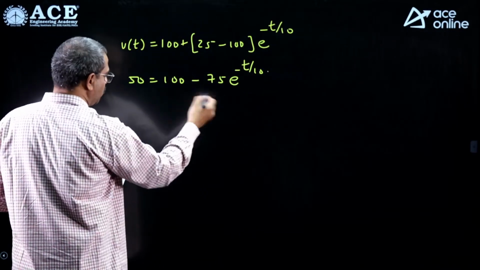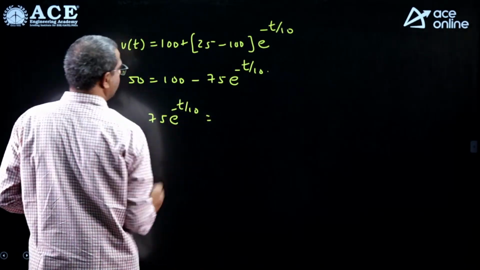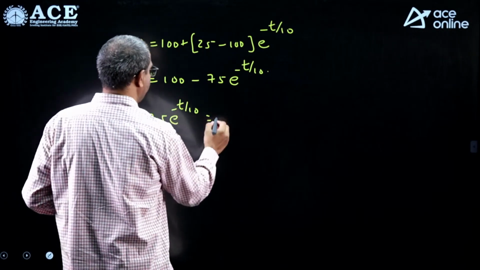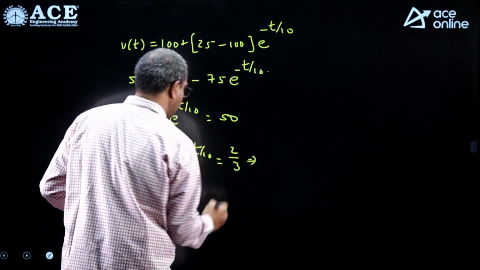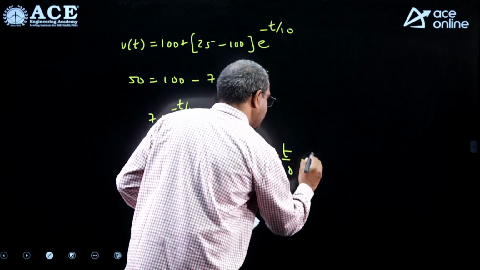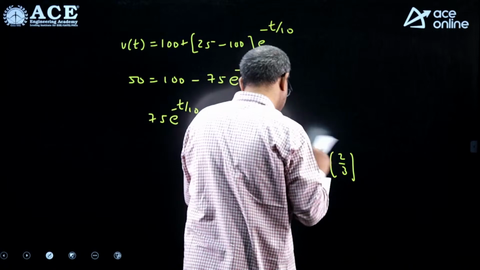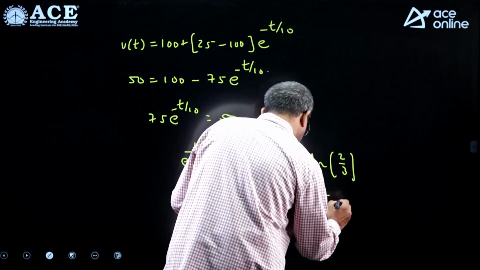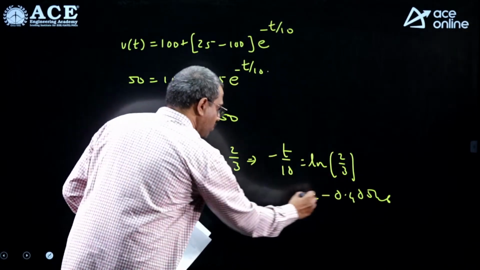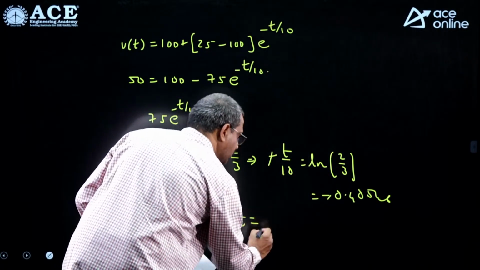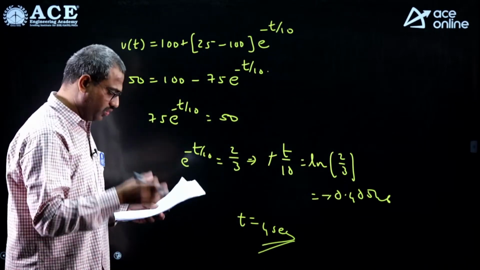If you solve it, 75 e power minus t by 10 is going to be 50. So e power minus t by 10 is 2 by 3. Taking the natural logarithm, minus t by 10 is the natural logarithm of 2 by 3. Use the calculator: it comes to minus 0.40546. The minus signs cancel, and t is 10 times this, so approximately 4 seconds. I think it is a numerical type question, and the answer is 4 seconds.